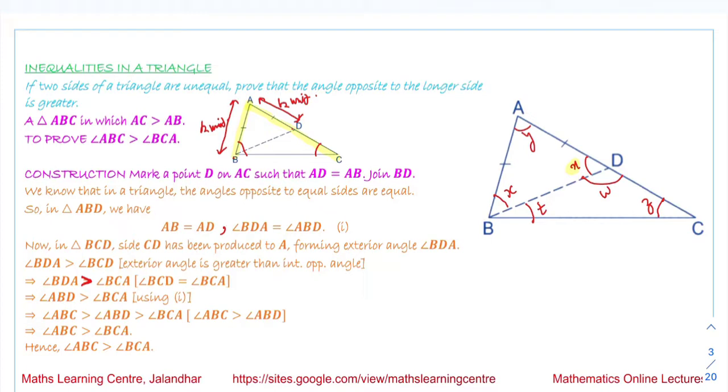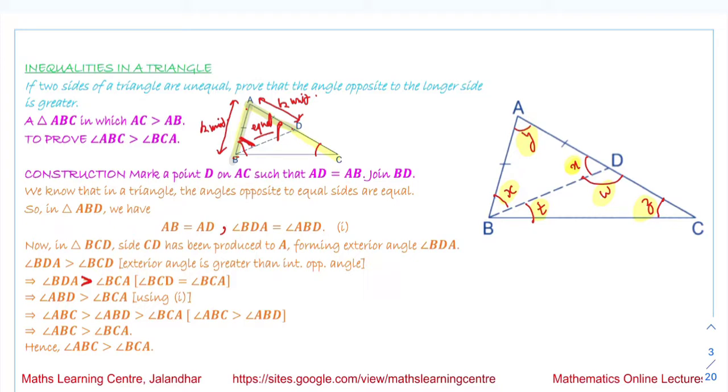So in this triangle ABD, this side AB and AD are equal. Now if two sides of the triangle are equal, then you know that the angles opposite to them will also be equal. These two angles will be equal, and we have marked these two angles as angle X. This is X over here, this is X over here. And we have named the other angles also. Suppose this is angle Y, this is T, W and Z.